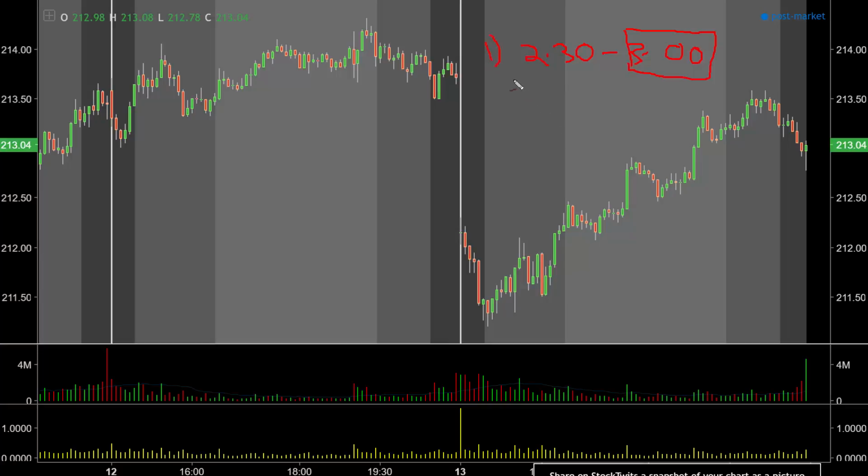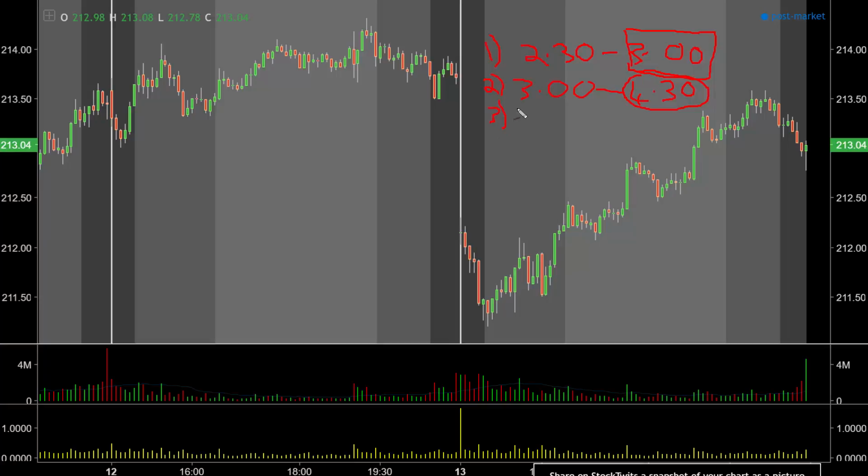The second period is 3 till 4:30. Why is that important? Because 4:30 is the European close. And as we've seen before in previous videos, 4:30 is often the time we get a turning point in the market, or we get an extreme of a trend. It's the final kind of push of the trend.